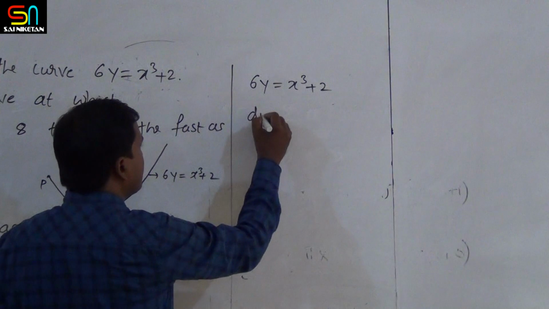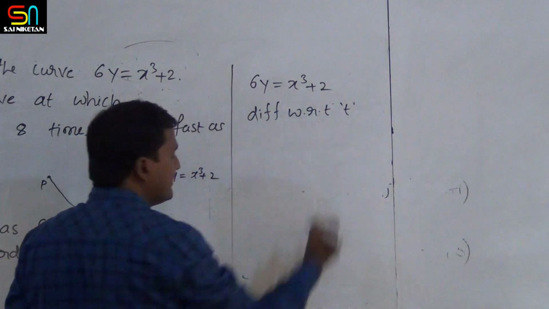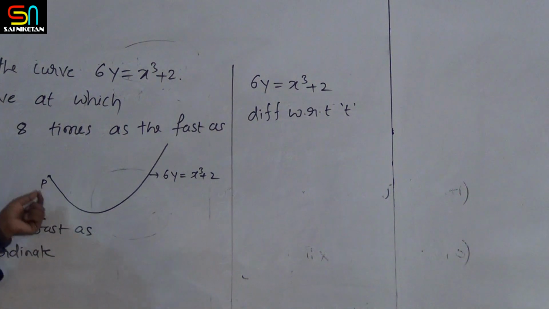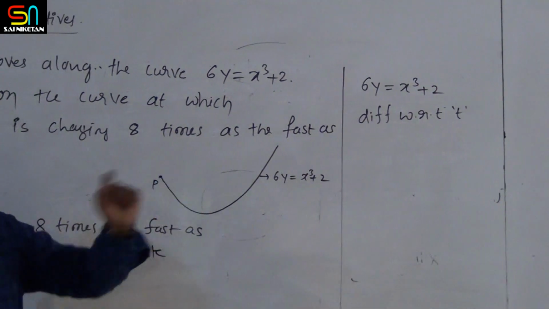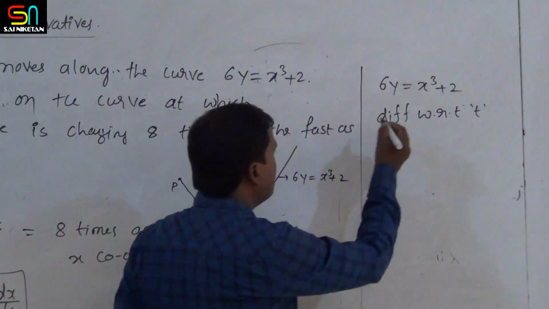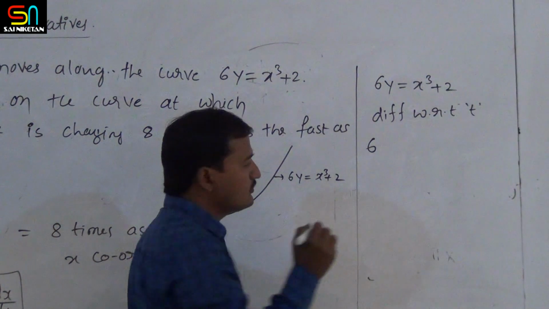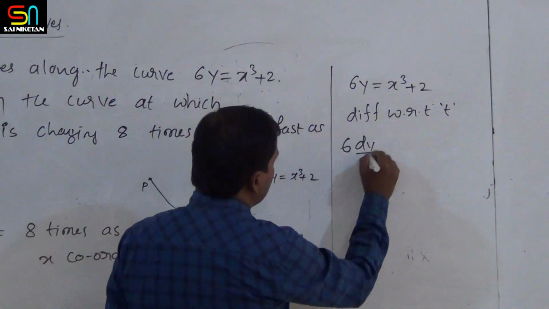Now we have to differentiate this one. Differentiate with respect to t, because we want the change in the position of the particle with respect to time. So now we have to differentiate this function with respect to t. Here 6 is a constant. Differentiation of y with respect to t is dy by dt.